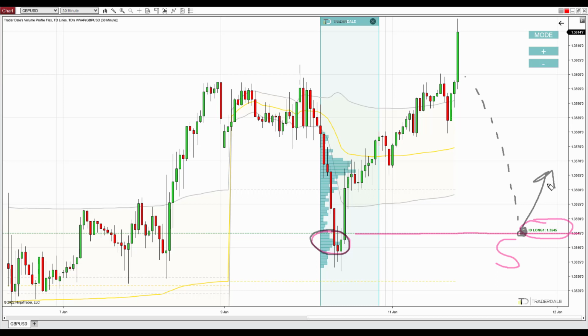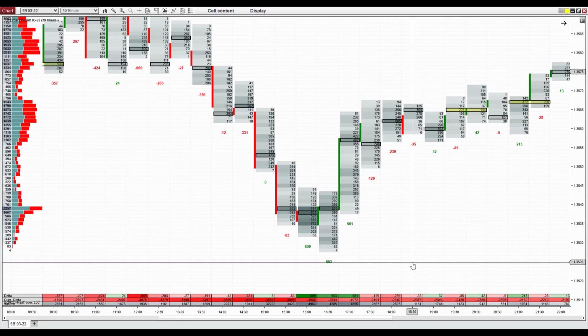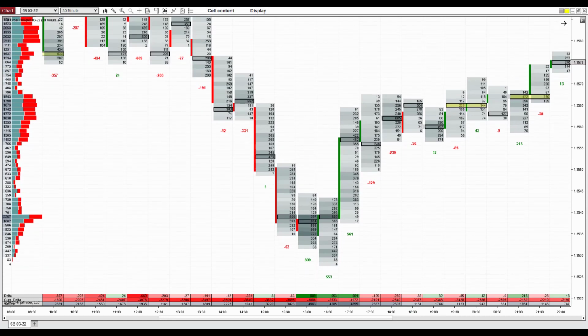But there's one more thing I wanted to show you about this level. And I'm going to switch to my order flow screen now and show you on my order flow software. So this is my order flow software, and the symbol you're looking at is British pound futures, and that level we are talking about is in here.